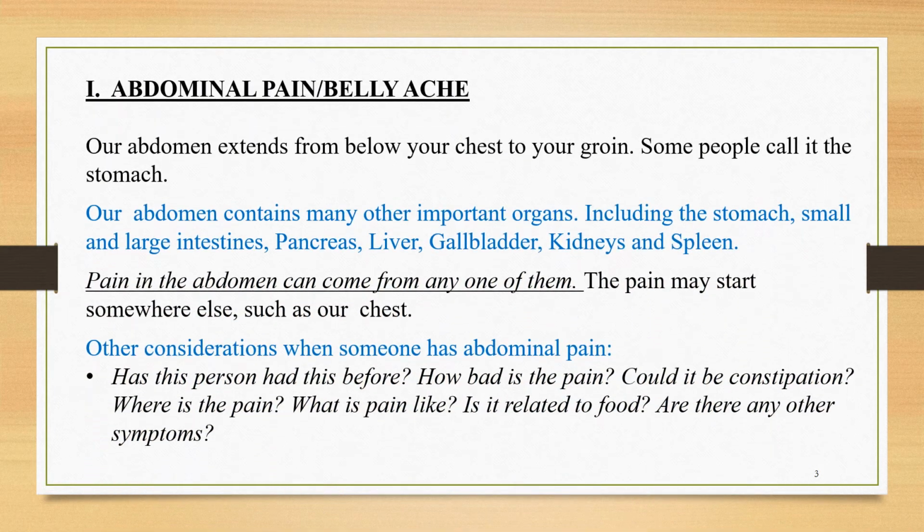Abdominal pain or a bellyache. Our stomach extends from below our chest to our groin area. Some people call it the stomach. Our abdomen contains many other important organs, including the stomach, small and large intestines, pancreas, liver, gallbladder, kidneys, and spleen. Pain in the abdomen can come from any one of them. The pain may start somewhere else, such as our chest.